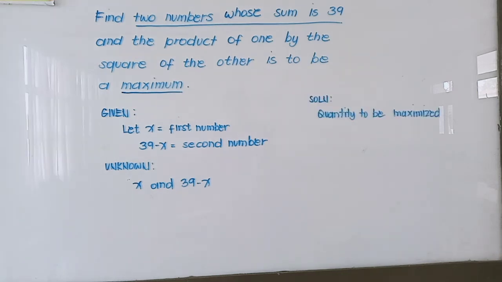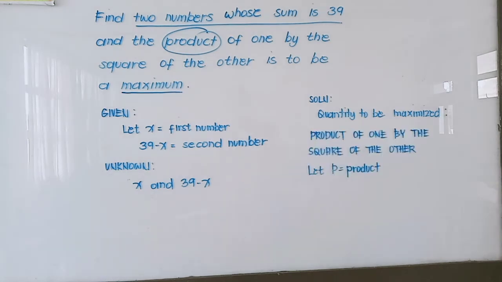Right, the next question will be, which quantity is to be maximized? So you need to read the problem, understand it. What is to be set to maximum as stated in the problem? Yes, it is the product. And the product is described there as 1, the first number, times the square of the other number. Right, since we are asked to maximize that product, we are going to name the product P.